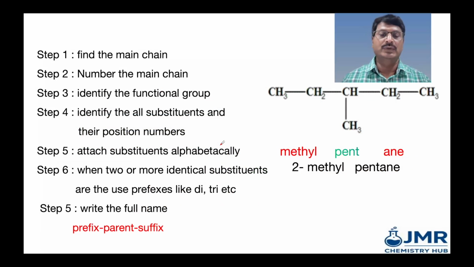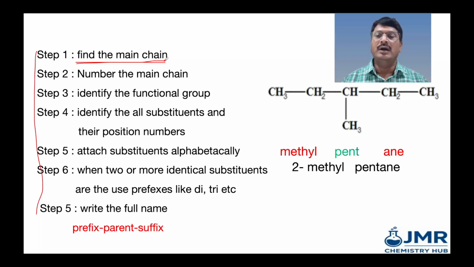Okay, next let us come to simple steps to write the name of an organic compound. These are the steps you have to follow to write the organic compound name. So what are the steps? First you have to find the main chain. What is the meaning of the main chain? The longest continuous chain present in a compound. The main chain is nothing but the longest continuous chain.